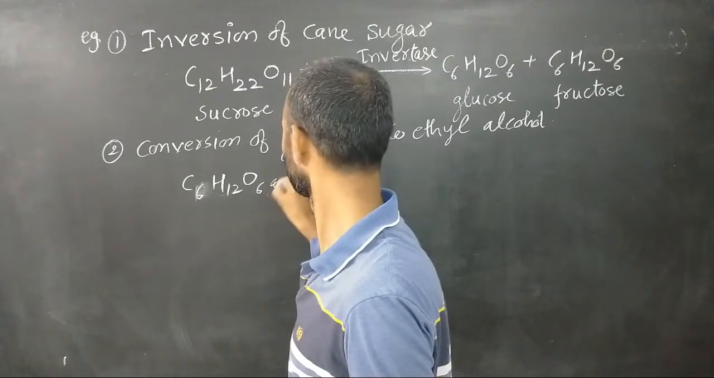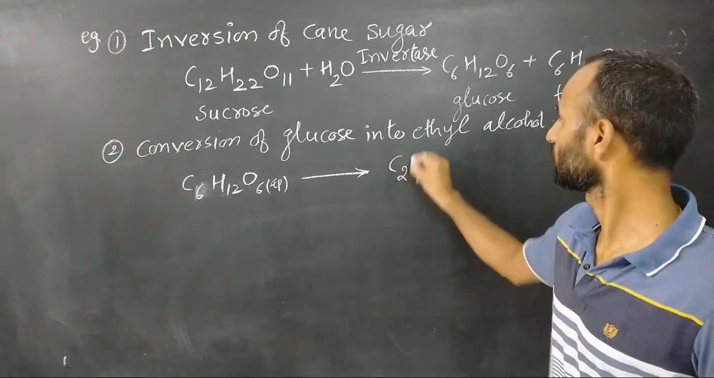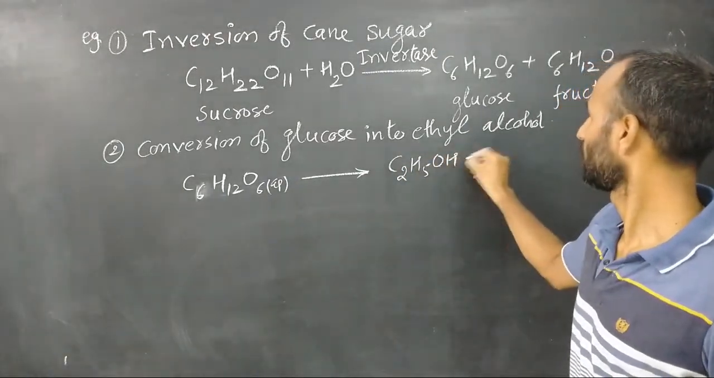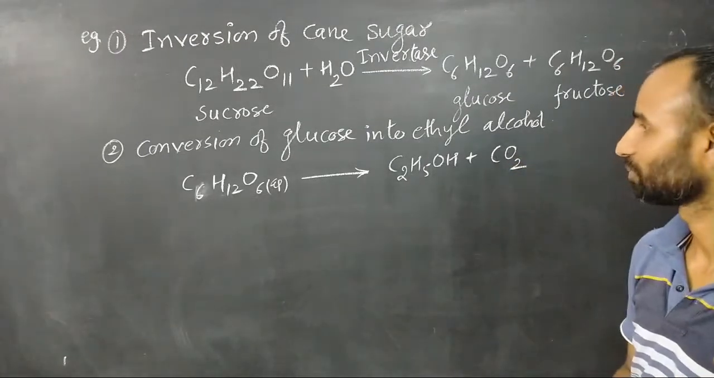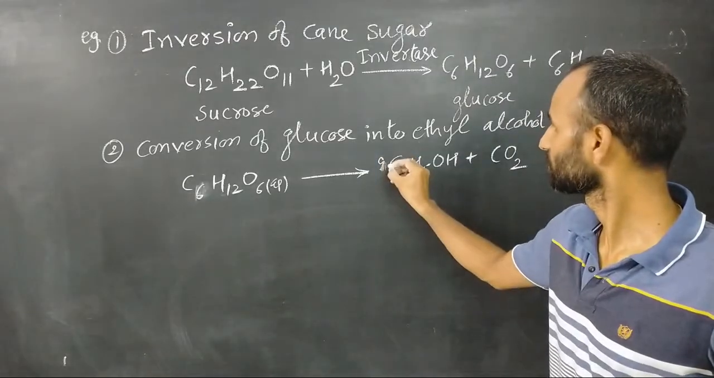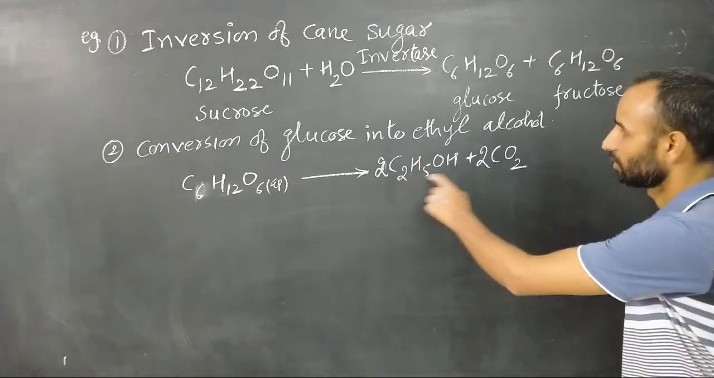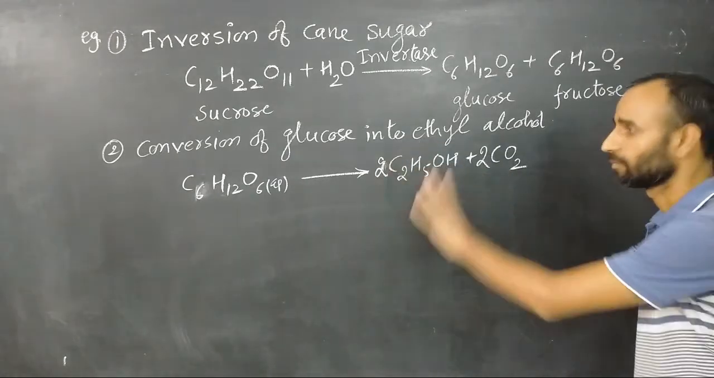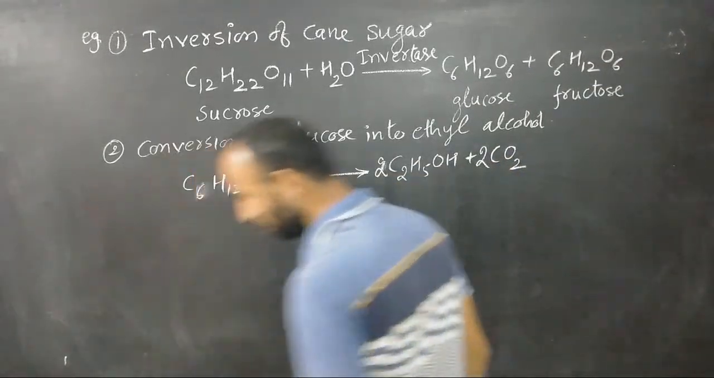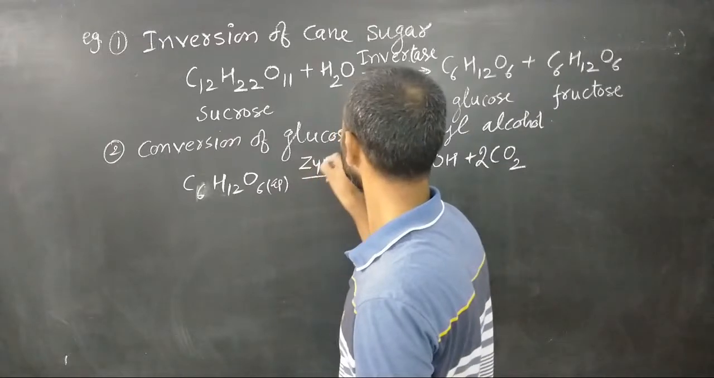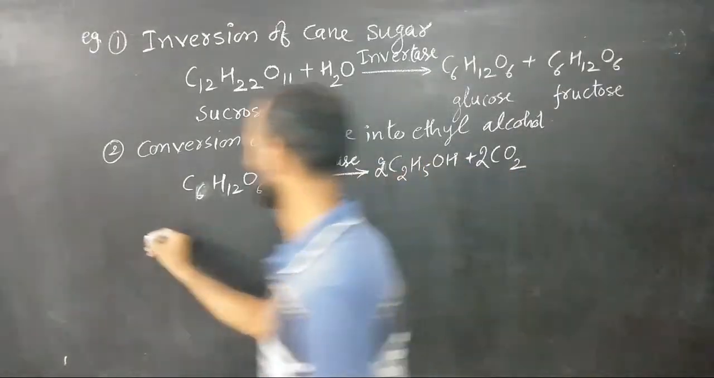C6H12O6 gives ethyl alcohol and carbon dioxide. Which enzyme is used? Yes, tell me. Very good. So we use zymase. Okay.